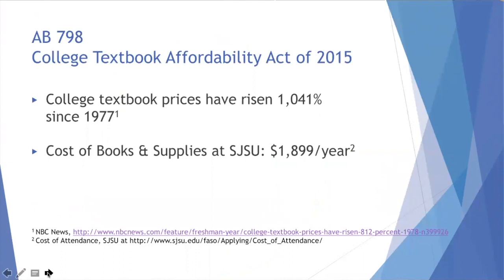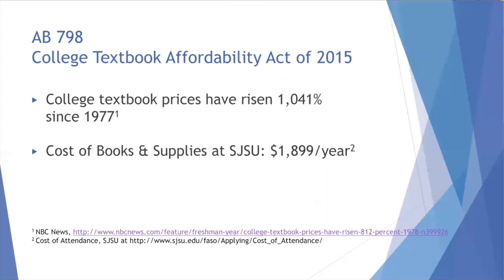Now, I mentioned AB 798, so let's take a closer look at where these funds come from for the team grants. AB 798, or Assembly Bill 798, also known as the College Textbook Affordability Act of 2015, marked some $3 million to the California State University system and the California Community College system to use initiatives to encourage faculty to adopt lower cost classroom materials for students.